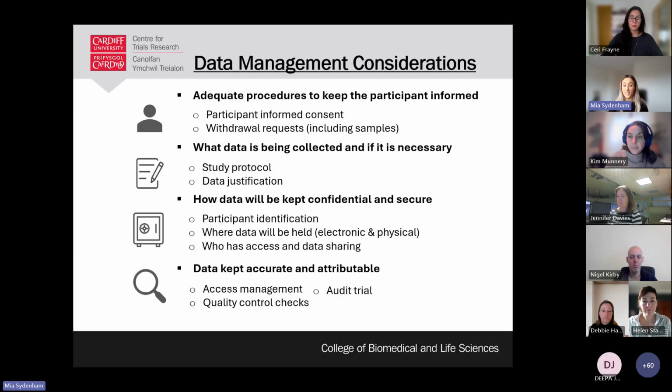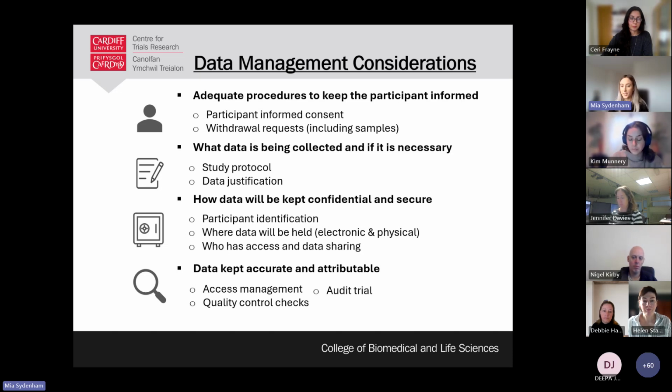So both electronic and physical data should be stored securely, limiting who has access to authorised personnel only. And then if we're going to share the data with third parties, just ensuring that data sharing agreements are in place, that it's being shared compliantly. And then lastly, data needs to be kept accurate and attributable.